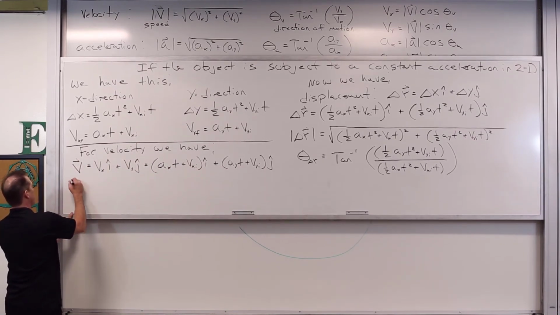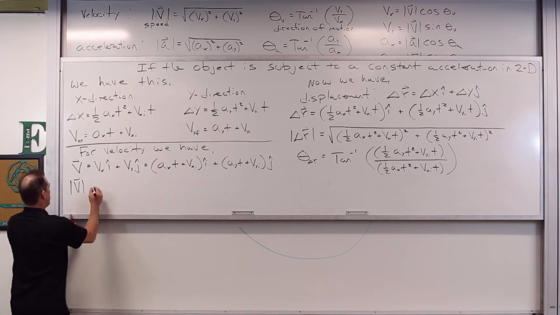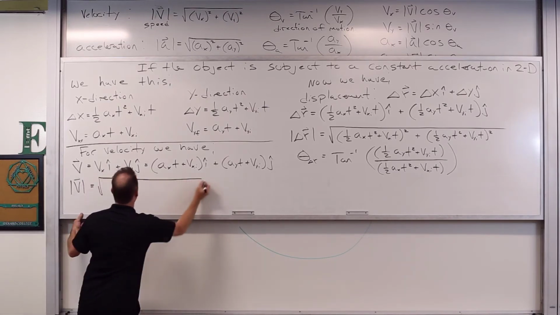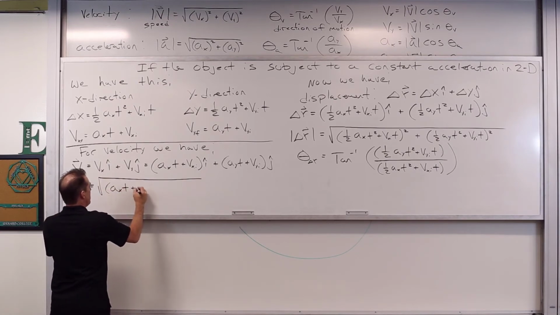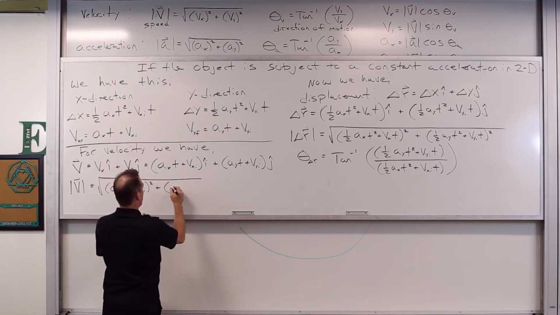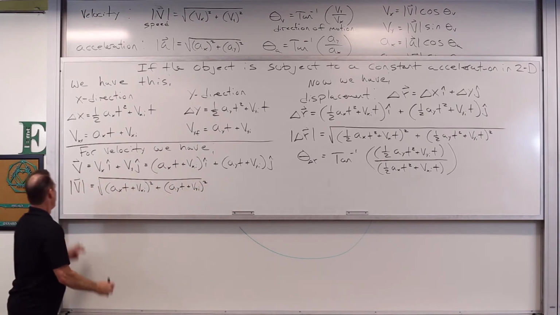And what else do we have? Commonly, we want to know how fast the object is really moving. What's its speed? Well, its speed under constant acceleration would be the square root of the x component, (a_x t plus v_x initial) quantity squared, plus the y component squared, (a_y t plus v_y initial) quantity squared.